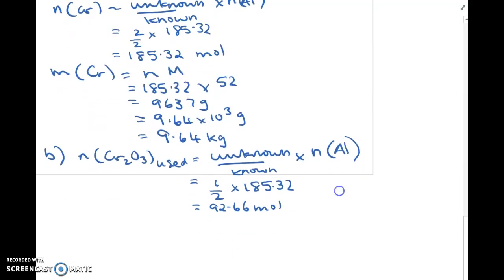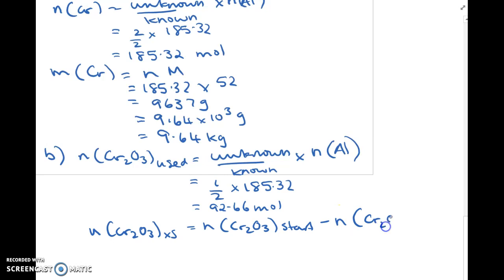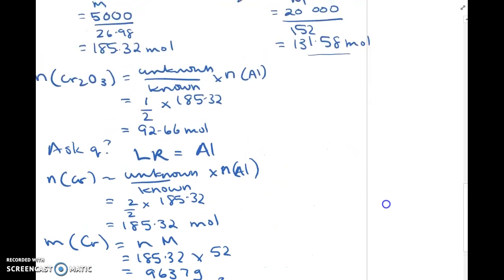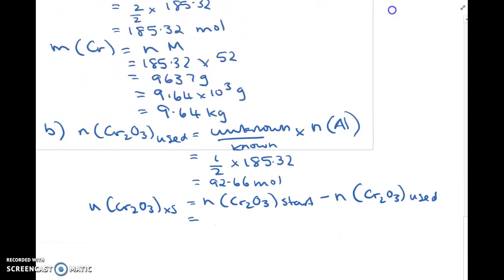Now we can find the number of moles of chromium oxide left over, or the excess, which is equal to the number of moles of chromium oxide at the start minus the number of moles of chromium oxide used. Going back to the top, how many did we start with? 131.58 moles. So 131.58 minus 92.66, and this comes out to 38.92 moles.